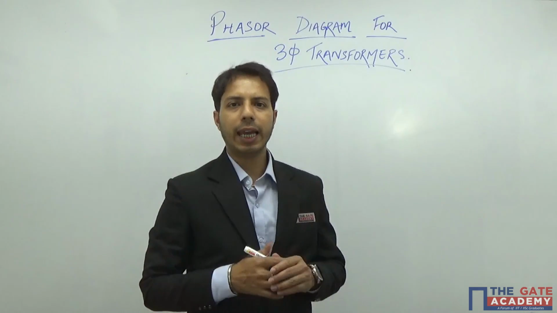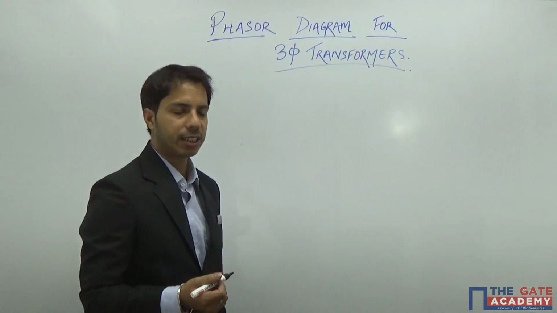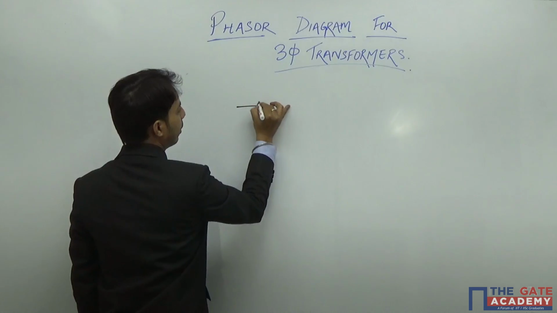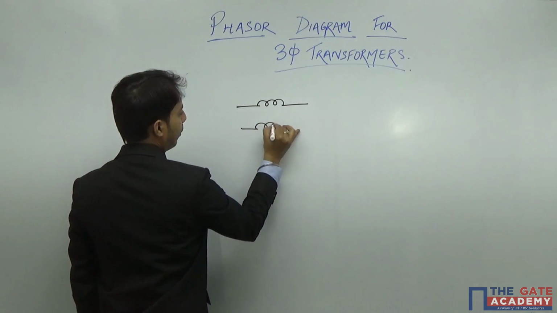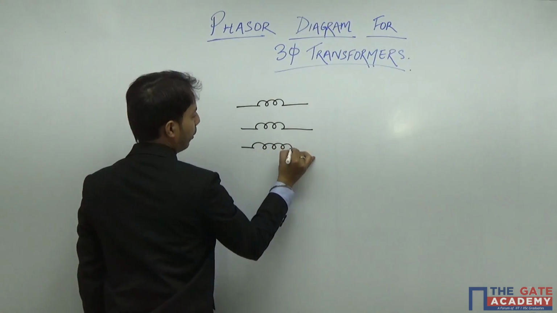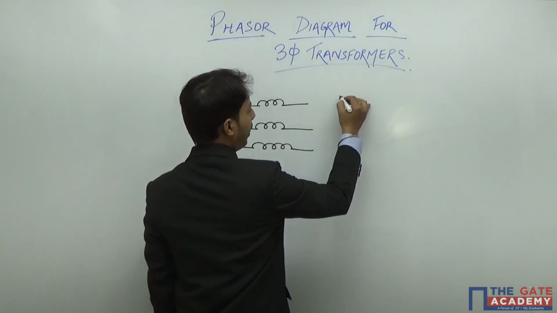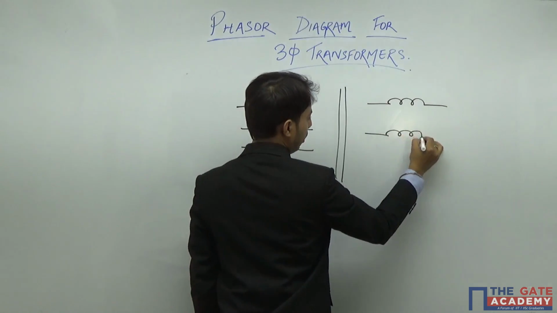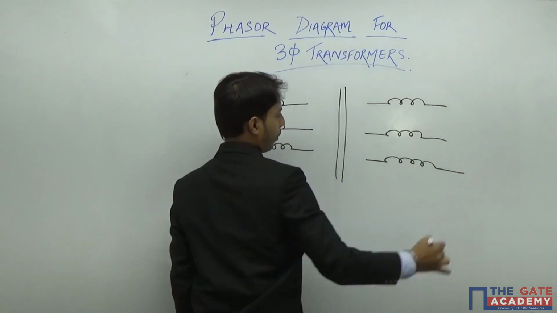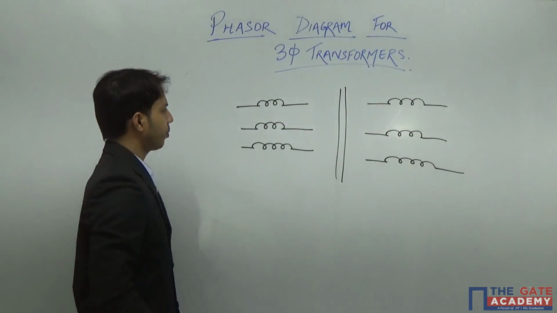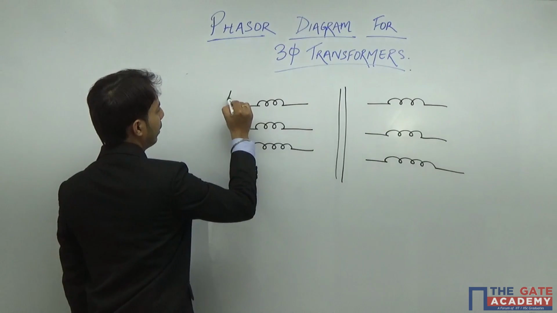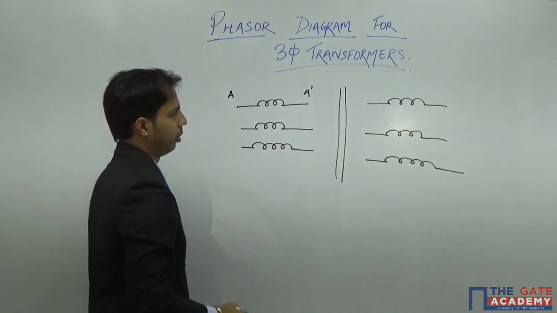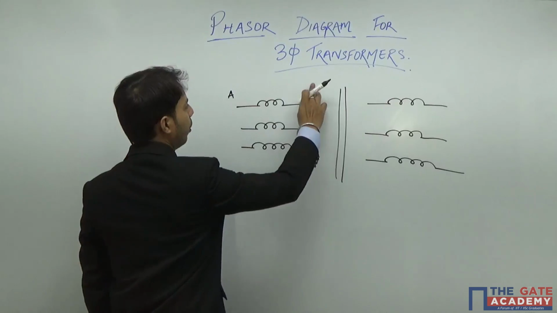So you see, as we know that it is a three-phase transformer, that means there will be three sets of, for example, say this is my primary, okay, and say this is my secondary, okay, and let us say this is A and this is A dash, or we name it in any way.